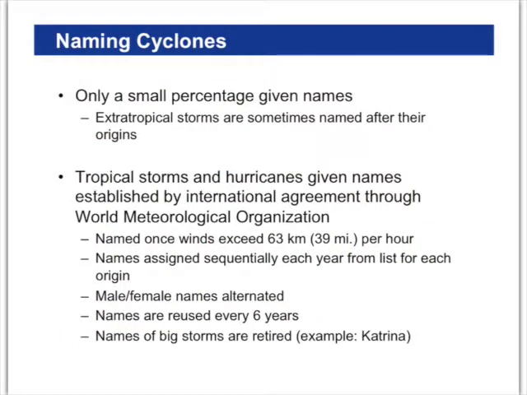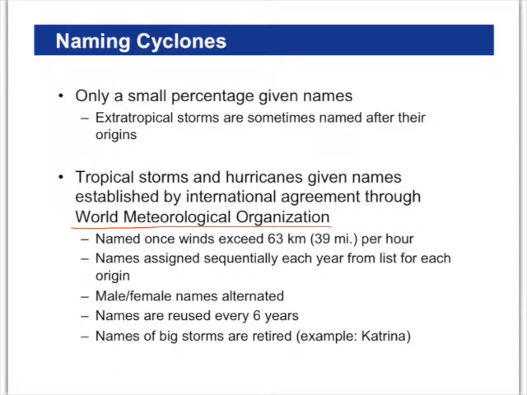It used to be that hurricanes, as we usually get around here, were only given female names for whatever reason. But it's become more common in recent decades to call them by male and female names as well. But even so, there's only a small percentage of storms like this that are given names. Sometimes mid-latitude storms are named after how they originate, like the perfect storm or superstorm Sandy. Well, that does have a female name too, but they're not always named. They are named by the World Meteorological Organization.